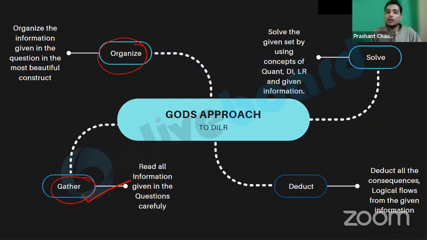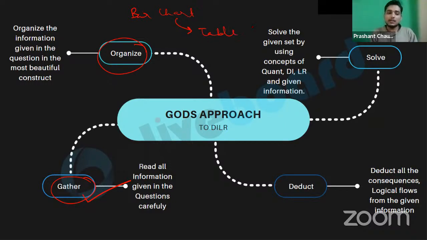Now, once you have gathered the information, the second step is to organize. Whatever information is given, just organize it. Sometimes the information given is in a bar chart. So what you need to do is read all the points and make a table.